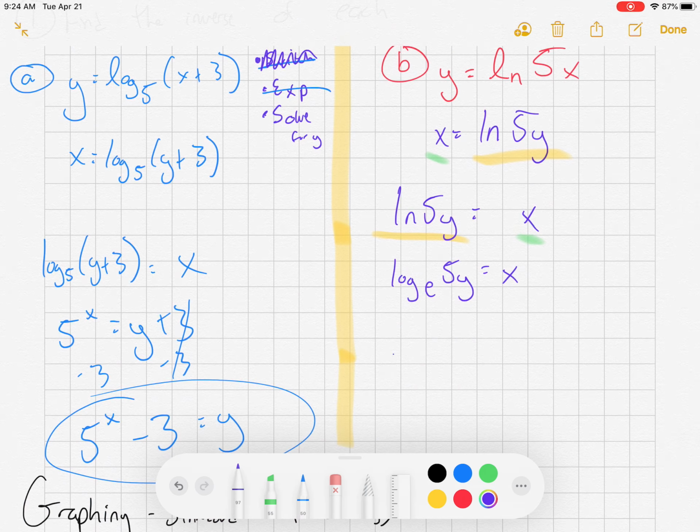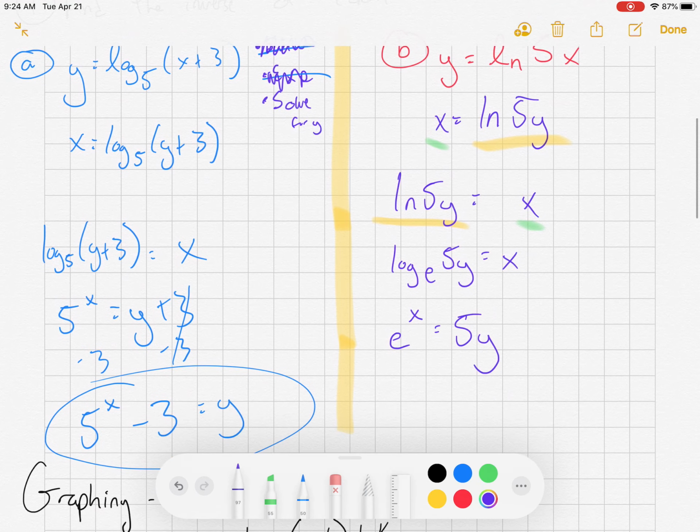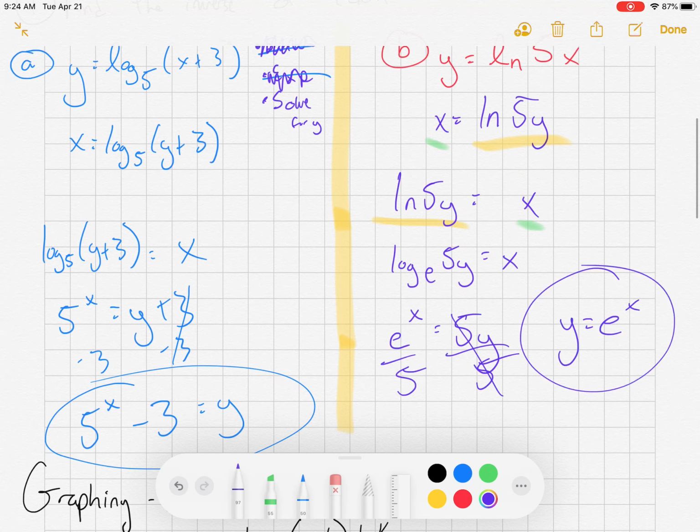Okay, so now we switched x and y. Now let's write it in exponential form. Left to the right power equals the middle. Left, e, to the right power, x, equals the term in the middle, 5y. Okay, we wrote it in exponential form. Now we got to solve for y. In other words, how do you get y by itself? 5 times y. How do you get rid of multiplying by 5? Divide by 5, divide by 5. You're left with y equals e to the x power. That is your inverse of that function.